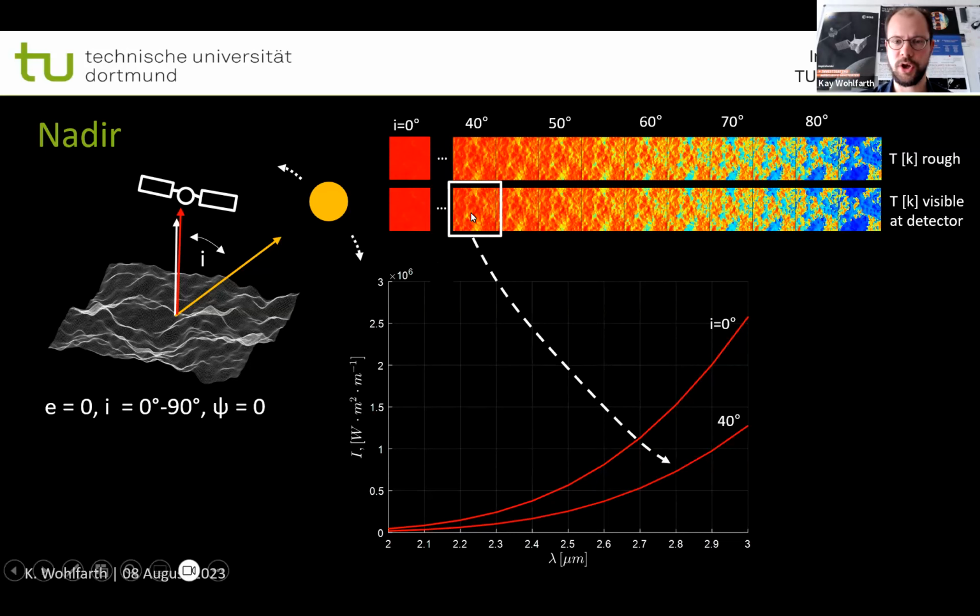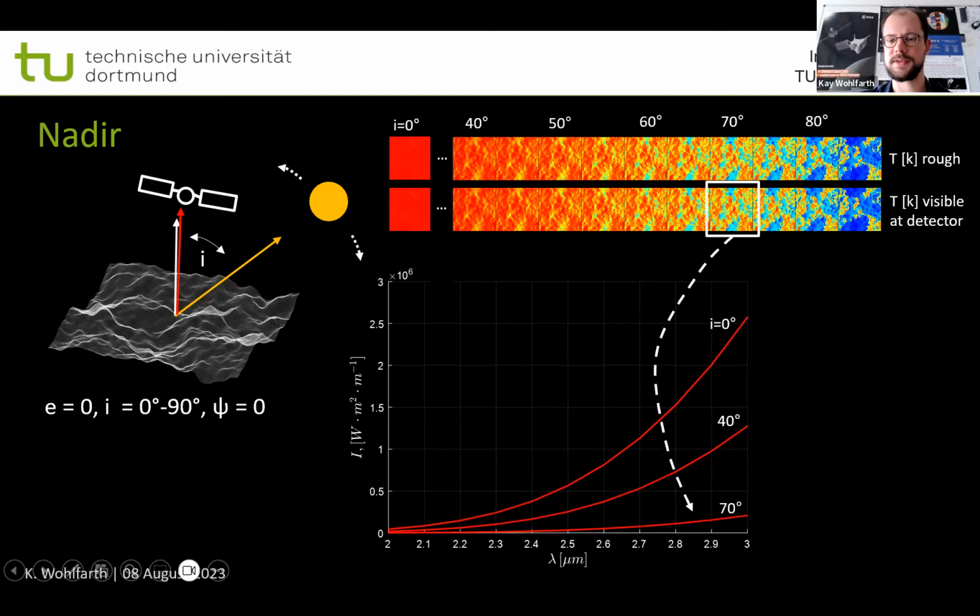The thermal emission curve is flatter, and the superposition of all thermal emission curves is even flatter, and we can see that the thermal emission for 40 degree is significantly below the other line. And when we consider maybe 70 degree, it gets even colder. The Planck functions on average get smaller, and we get this thermal emission.